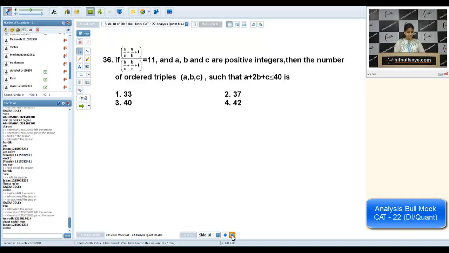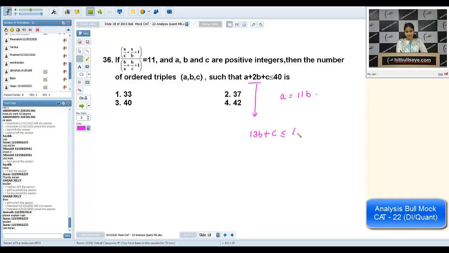Anirudh. Okay. First of all, you will see the first thing, (a by c plus a by b plus 1) upon (b by a plus b by c plus 1) is equal to 11. If you solve it, c will be cancelled. So the thing left is, I'm taking the result only, a is equal to 11b. By solving this, you will get this. Anirudh and Isaac, are you getting me? So if I take the inequality, it will become 13b plus c less than or equal to 40.